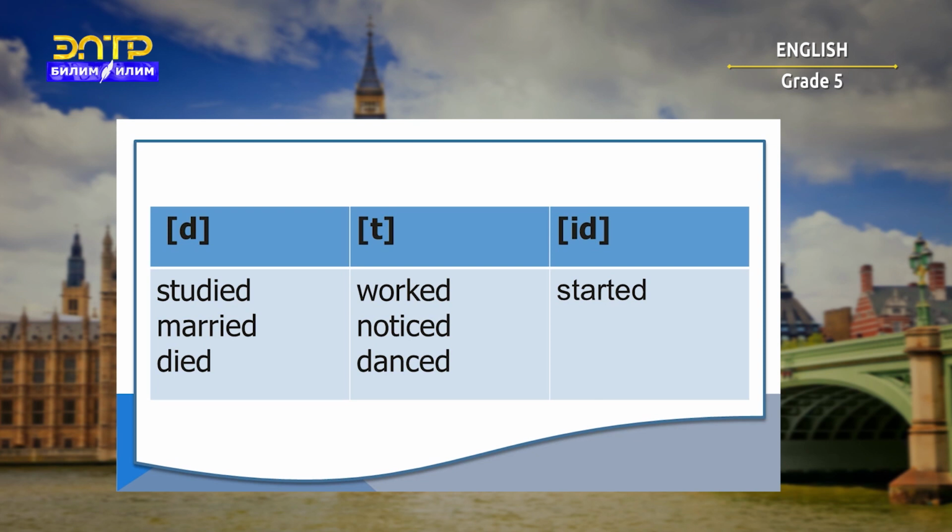Okay. Now, if the last sound of the base form of the verb is unvoiced, then that means that there is no vibration or almost no vibration when we say it. Consonants like those are k, s, p, f. Also words that end with a ch sound or sh sound, these are unvoiced. There is very little vibration. So for these kinds of words, we have a t sound at the end. For example, worked, noticed, danced.